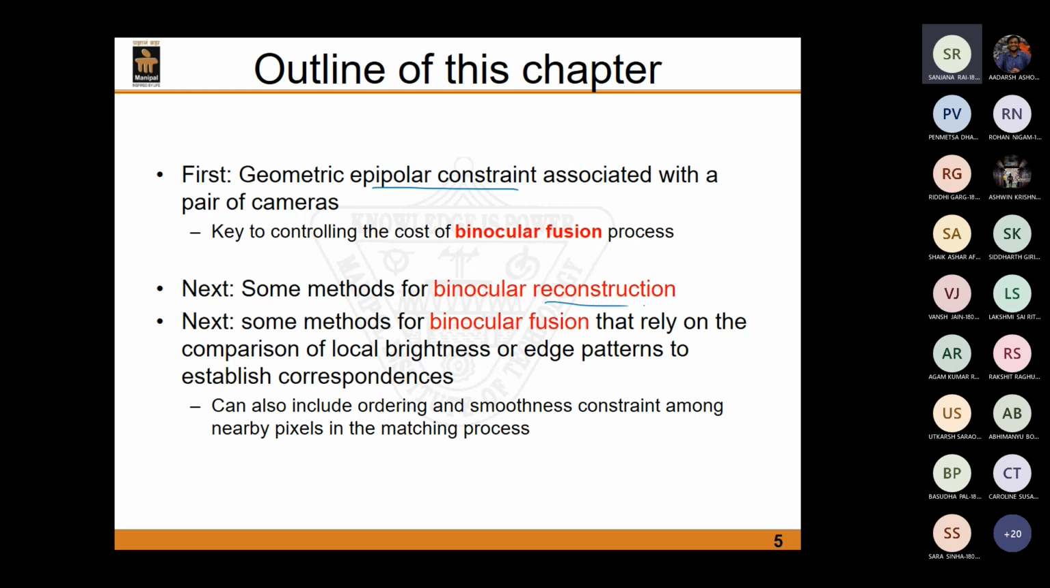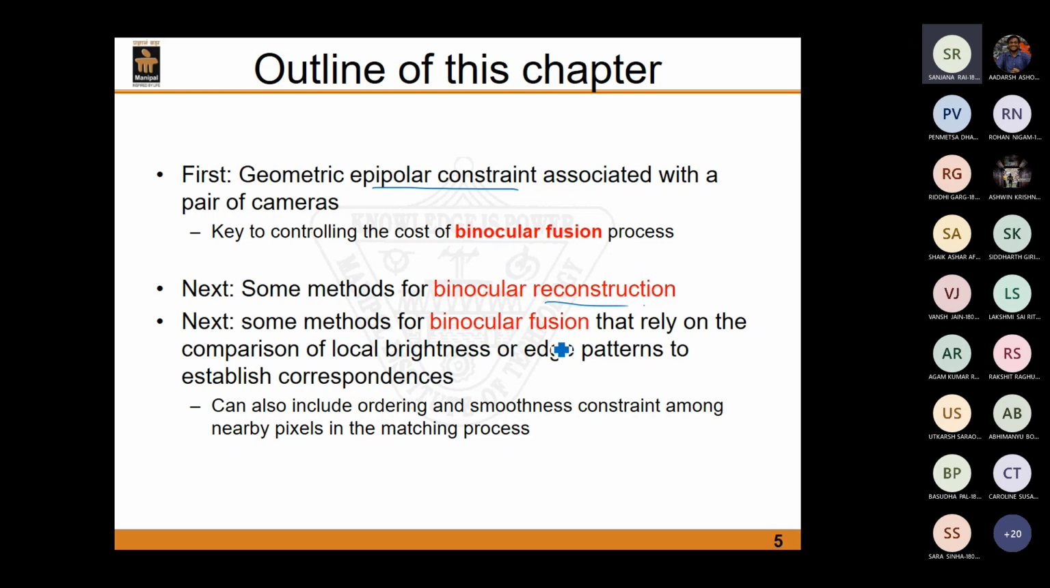As I said earlier, when you say reconstruction, what that means is, how do you find a 3D point using two or more image points, or 2D points? Or you can say, how do you compute the 3D point using the intersection of two lines, just like we saw earlier, right? So that is called binocular reconstruction.